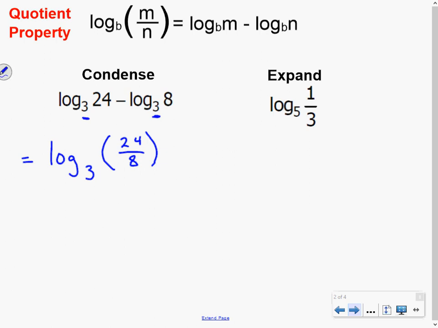Now, expanding here, we've got log base 5 of 1/3, but just think of it as 1 divided by 3. We have something divided by something else. So we could expand this, pull it apart, turn it into log base 5 of 1 minus log base 5 of 3. Once again, we're going to condense a lot more than we expand.